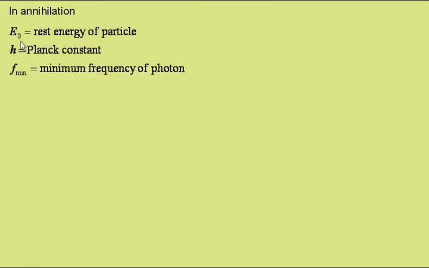So, in annihilation, if we take E0 as the rest energy of the particle, this must be in joules, though it will be often given in mega electron volts. h, as usual, is Planck's constant, and f min the minimum frequency of one of the photons emitted. We can say that 2 times the rest energy of one of the particles, as we have a particle-antiparticle pair. Particles and antiparticles have the same mass, and so will have the same rest energy. This will be equal to 2 photon energies, the photon energy being given by Planck's constant multiplied by the frequency.